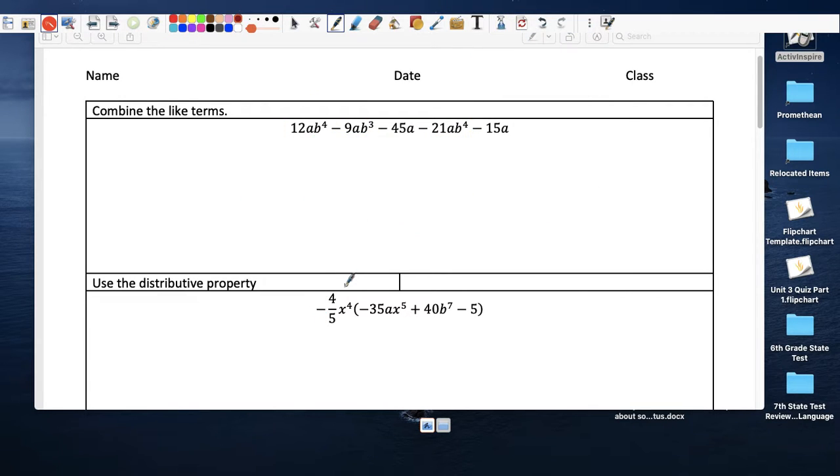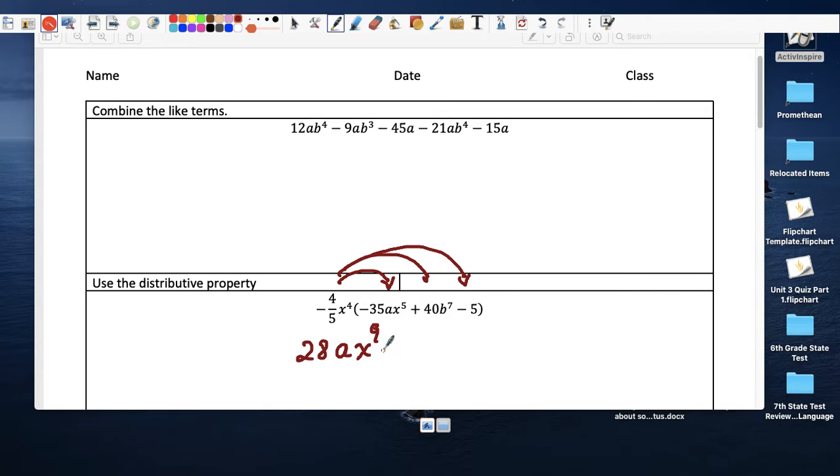Bottom one, use the distributive property. So we're multiplying this times this, this times this, and this times that. Negative times a negative is a positive. 4/5 times 35. 35 divided by 5 is 7 times 4 is 28, right? Now x⁴ times x⁵. If the bases are the same, we can keep the base and add the exponents. Well, the a is there with nobody, but the x⁴ and x⁵ can be combined and written as x⁹.